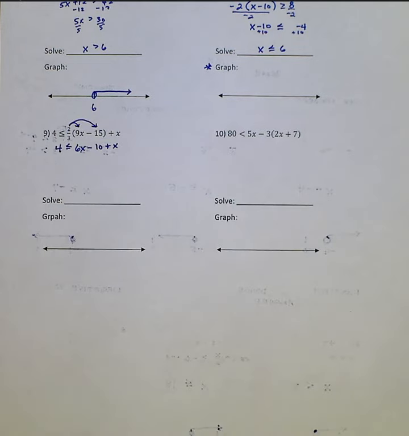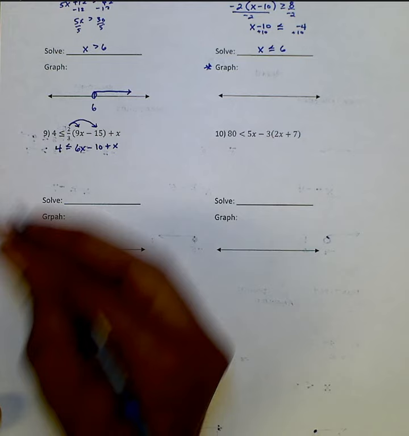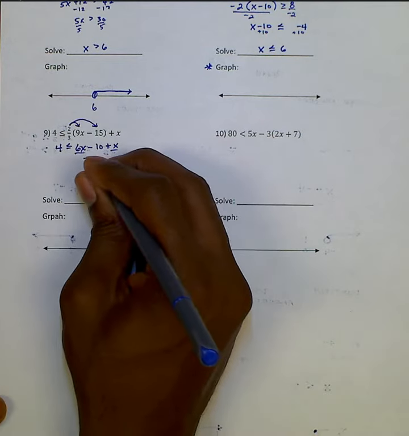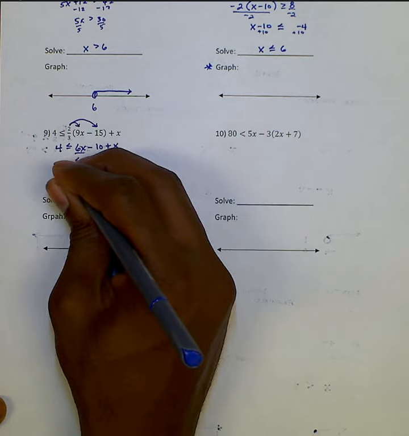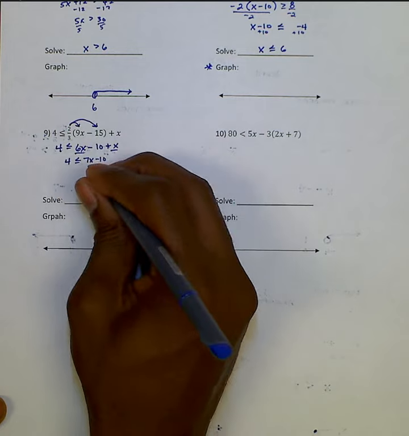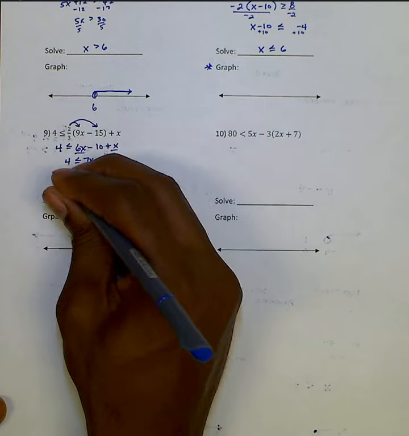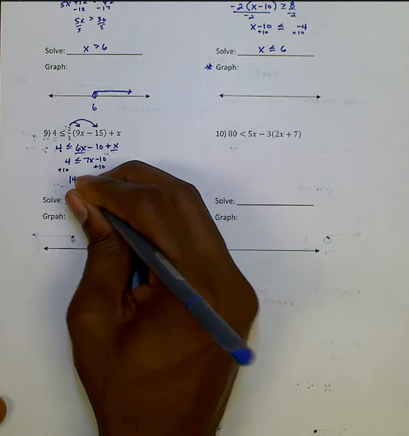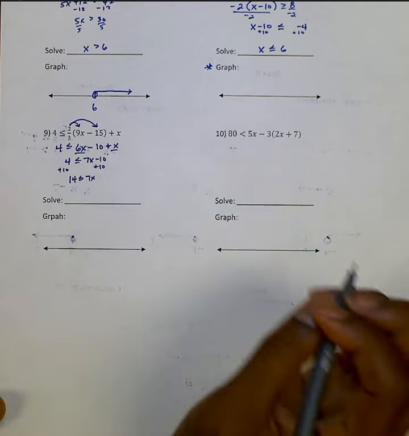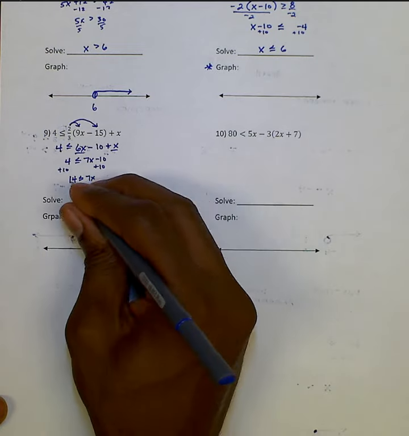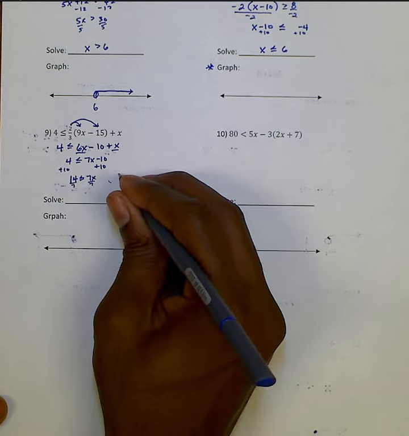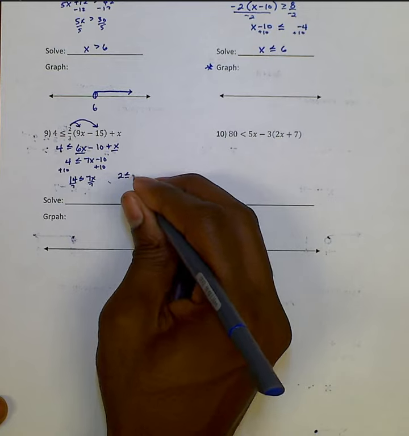Okay, and so now I'm going to combine my like terms. I have 6x and x, so that gives me 7x minus 10 on this side, 4 on that side, and I'm going to add 10 to both sides. So now I have 14 is less than or equal to 7x. To get x all the way by itself, I'm going to divide by 7 on both sides. I'll write this up here so it doesn't get in my way too much. So I have 2 less than or equal to x.